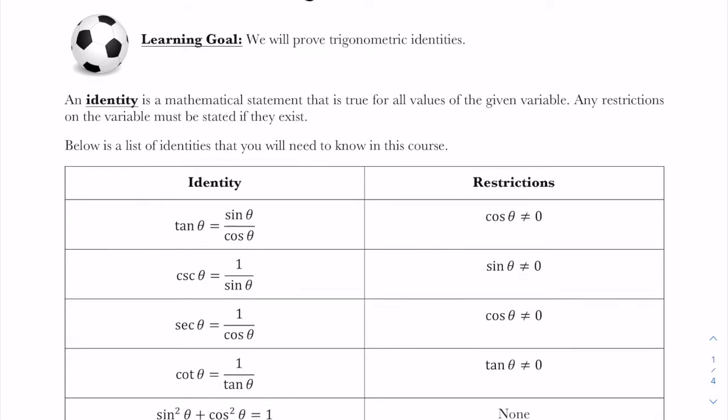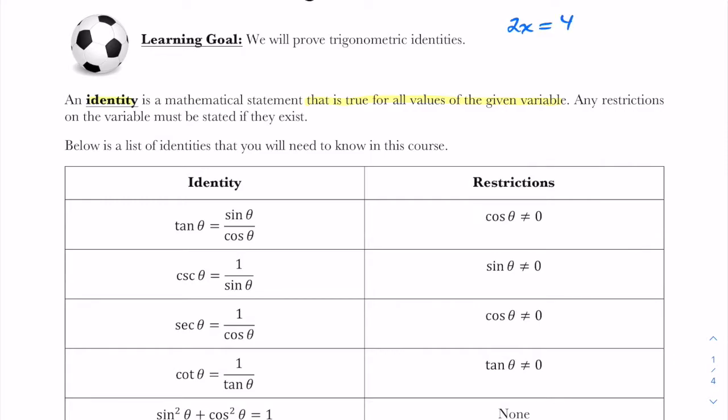In mathematics, an identity is a statement that is true for all values of the given variable. If there are any restrictions, they should be stated, just like we did in Unit 1 when we learned about restrictions. So let me just take a moment to motivate what an identity is. But first, I'd like you to consider the following. Say we have a simple equation, 2x equals 4.